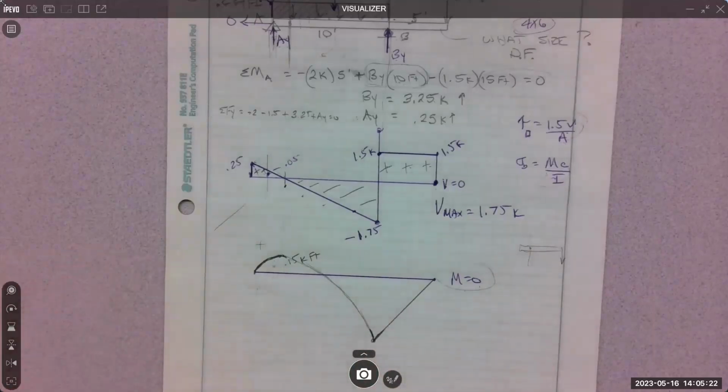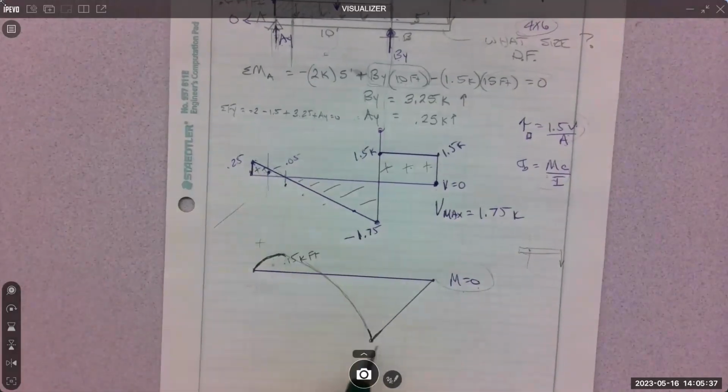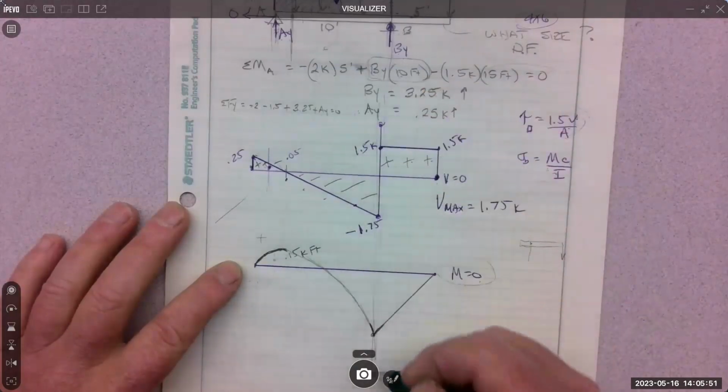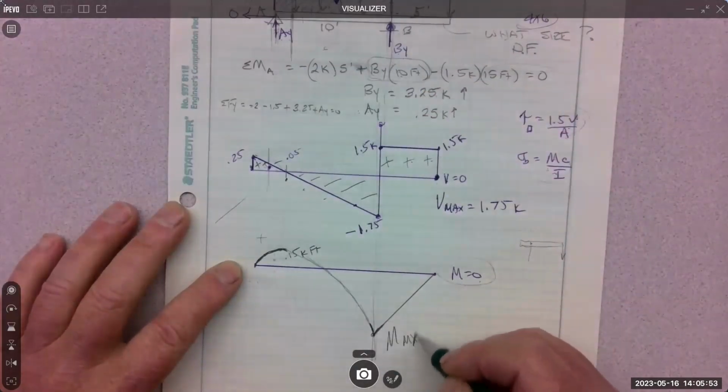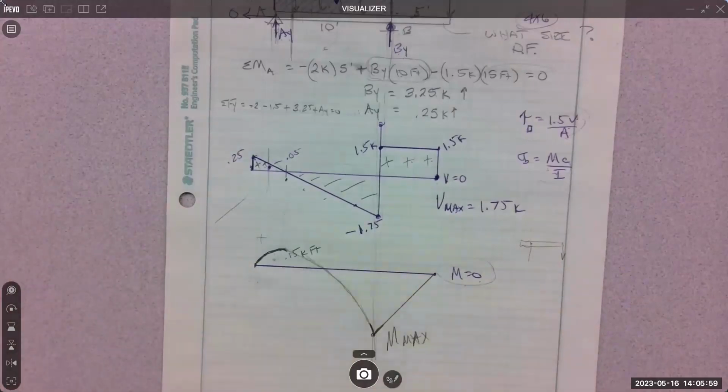So the strategy is to be able to draw it. If you can draw it, then we don't have to plot points. Like, I don't need to know what's going on at 1 foot. I don't even need to know what's going on at 2 foot or wherever this is, because it doesn't even look close to that value. And all I want is maximum moment. I want to know where's the biggest moment, what is it, right? So that's this point. M max.